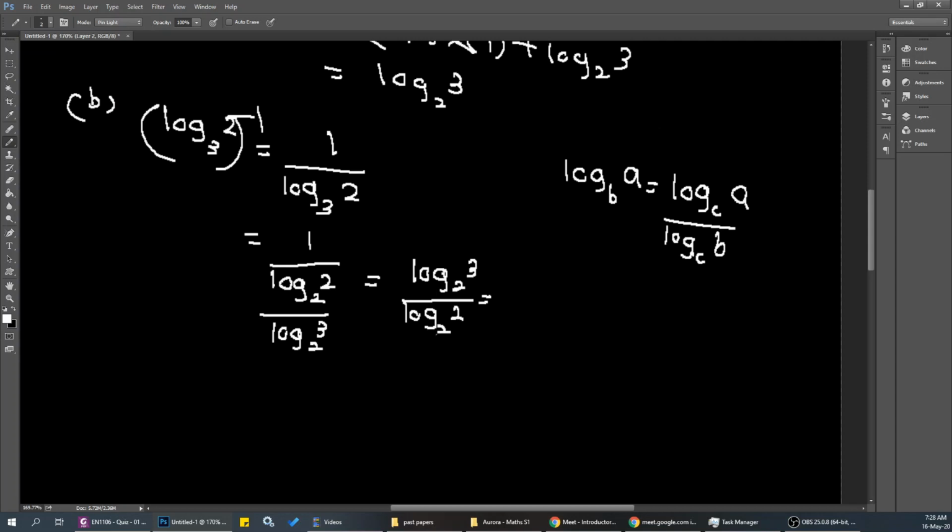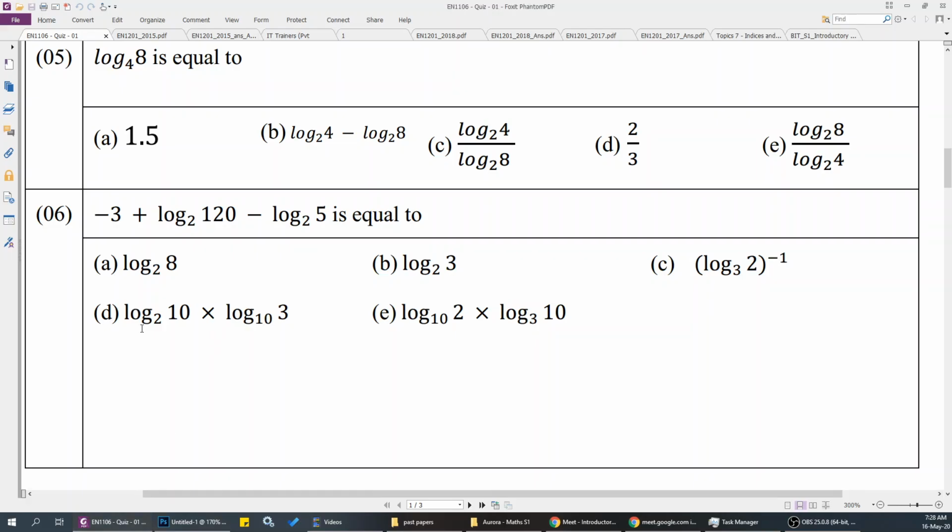We know that log of 2 to the base 2 is 1. So log of 3 to the base 2 is an answer. So this is an answer. So B is an answer. Now you need to see answer C: log of 10 to the base 2, and then you multiply the whole thing by log of 3 to the base 10. Again, you can do a base conversion and see if we can get the same answer as B.